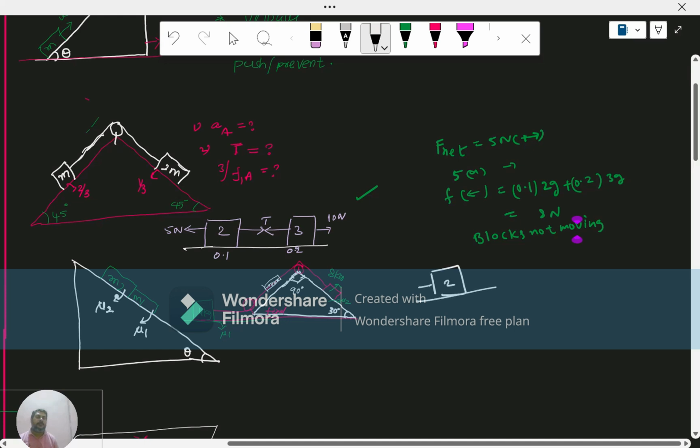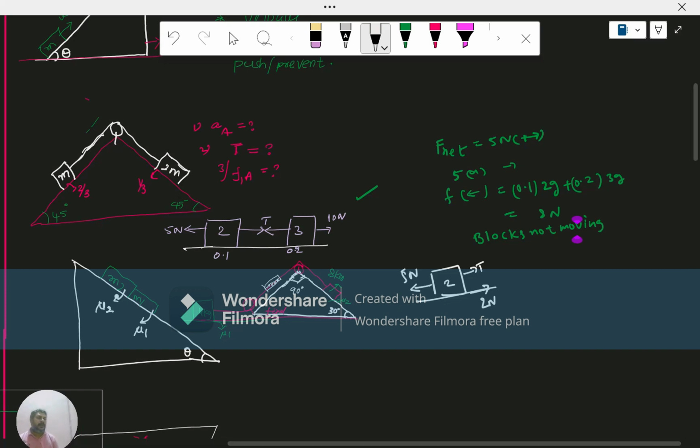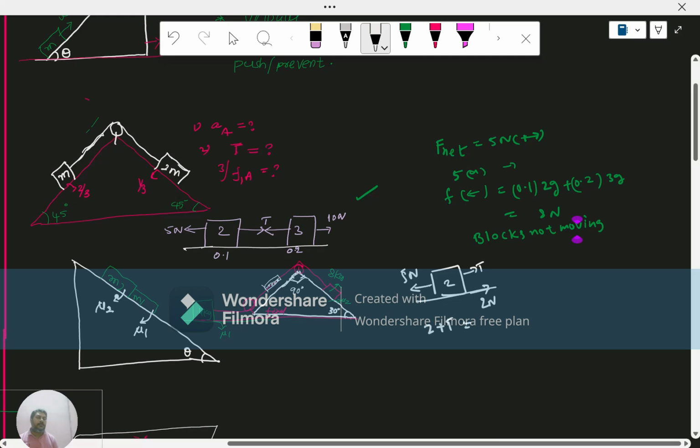So on the 2 kg block, 5 newtons. And here the friction force is equal to 2 newtons. And there is a tension here. Now, if it is not moving, consider the acceleration is 0. Therefore, 2 plus T is equal to 5. Then T is equal to 3 newtons.